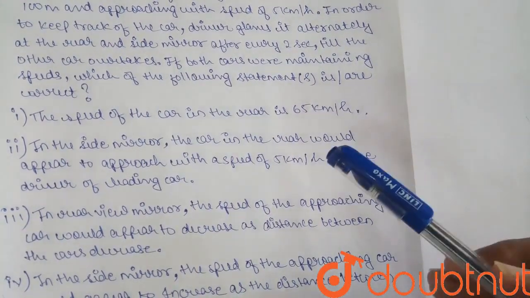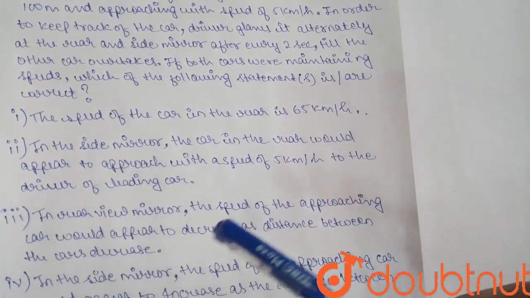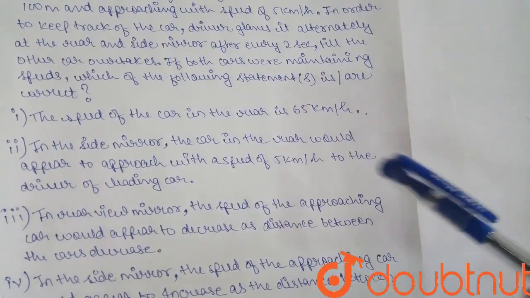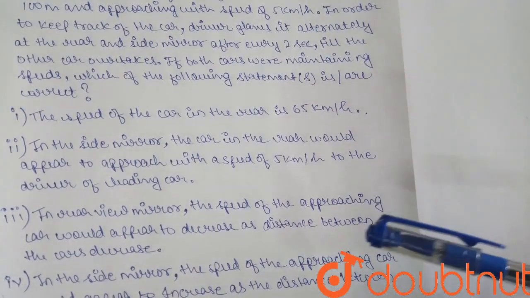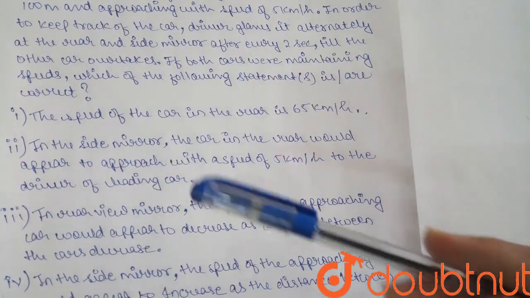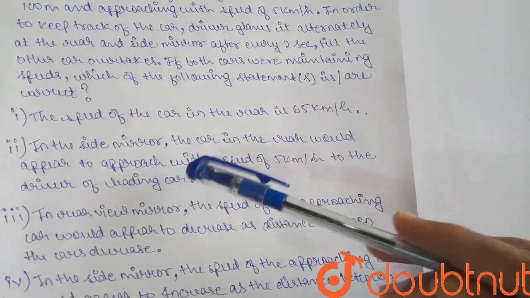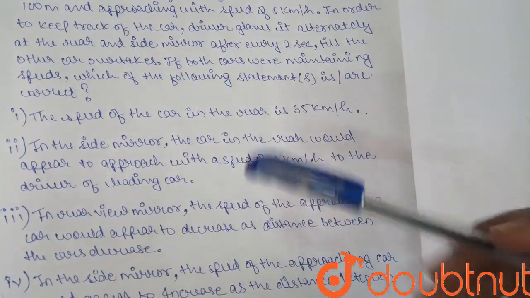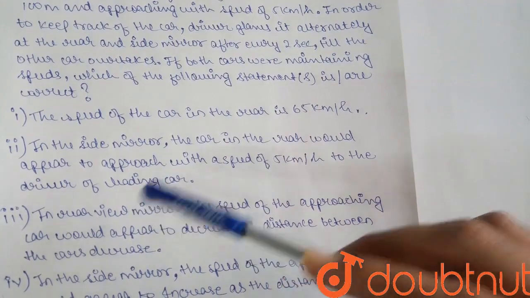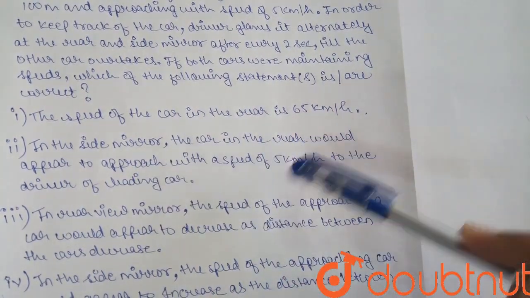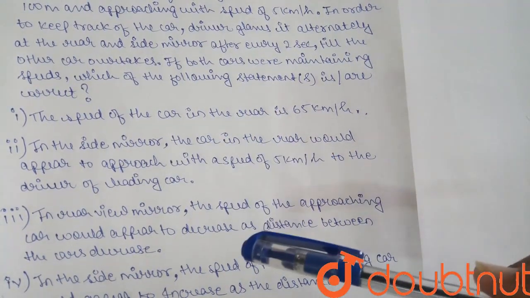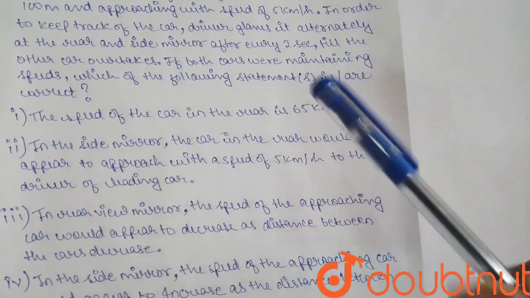Moving on to the second option: in the side mirror, the car in the rear would appear to approach with a speed of 5 kilometers an hour to the driver of the leading car. One thing to keep in mind, which is also not specified in the question, is what the dimensions of the rear view mirror and the side mirror are, their focal lengths, radius of curvature, and other things. So we cannot conclude what he sees in the side mirror, and this option is telling about the speed of the following car in the side mirror. Since their dimensions are not necessarily the same, we cannot say that whether he sees in the rear view mirror or the side view mirror, he will find the following car's speed to be 5 kilometers an hour. Maybe their dimensions are different, and then the side mirror will not be able to conclusively tell the driver that its speed is 5 kilometers an hour. So this option is also wrong.